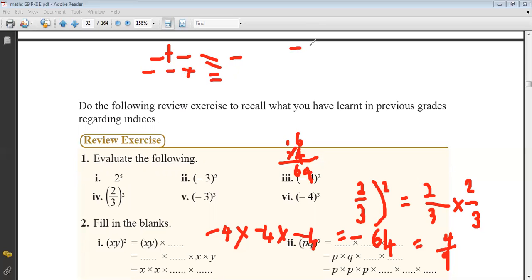Now, negative multiplied by negative is positive. Then positive multiplied by negative becomes negative. Okay, go to the next one.